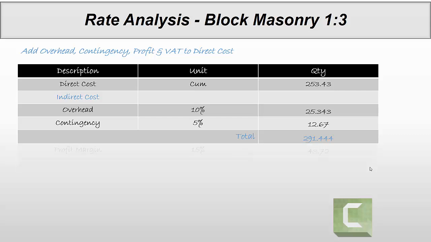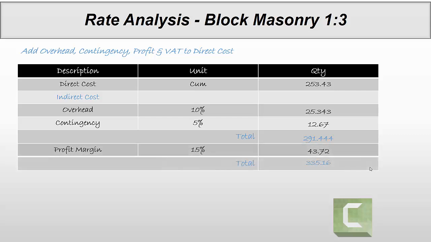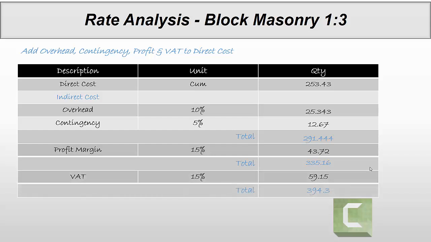15% profit margin, so the amount will be 335. 291 plus 43 is 335.16. And then 15% value added tax on 335.16 is 59.15. So the total cost for 1 cubic meter of concrete block masonry is now 394.3 riyals.